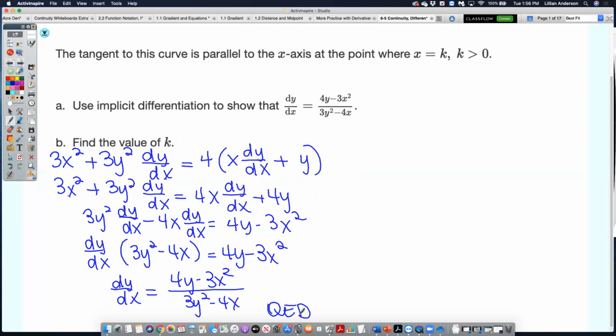Y'all remember those three letters? Remember we used those back when we did proofs back in like the first unit last year? It's something that you can basically put to say that we have reached the final conclusion.